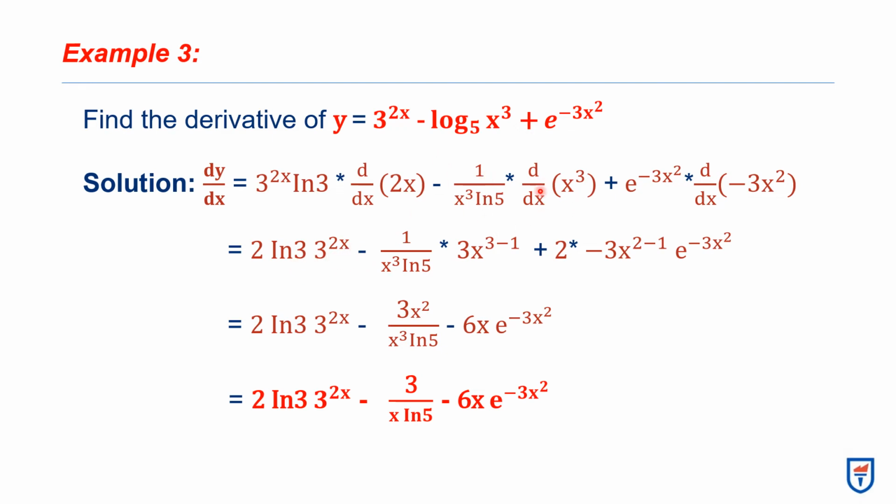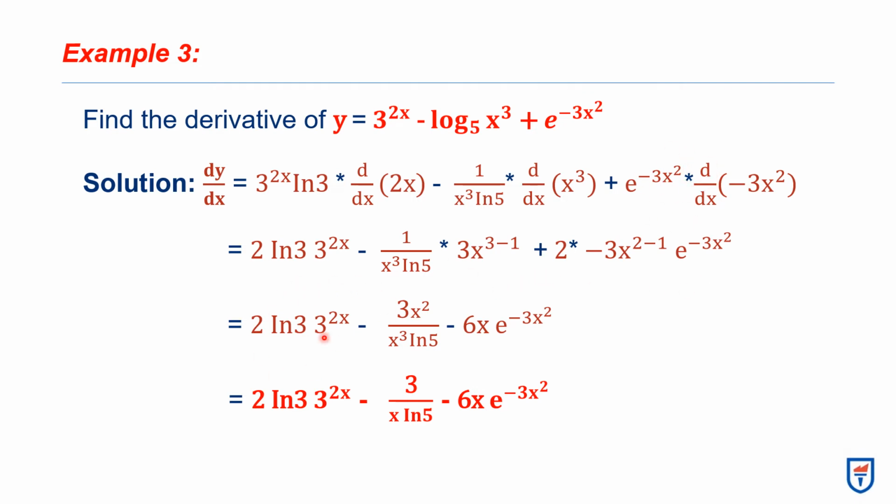Then minus on the ln, we're going to have the derivative of x cubed using the power rule. We're going to have 3x squared, which reduces to 1 over x cubed ln 5 times 3x to the power 3 minus 1. Then the third term is going to be the exponent, which is the derivative of minus 3x squared. Using the power rule and the constant multiplication, we're going to have 2 times minus 3x to the power 2 minus 1 times our original expression, which is the exponent minus 3x squared.